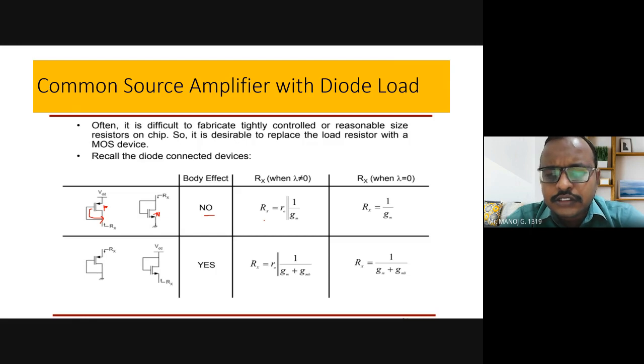The resistance of the device is given as 1 by gm. 1 by gm is equal to the resistance. All of you, are you clear with that? How do you get 1 by gm? Here, r naught means the internal resistance of the transistor, so this resistance is in parallel with r naught. That is the total resistance without body effect.